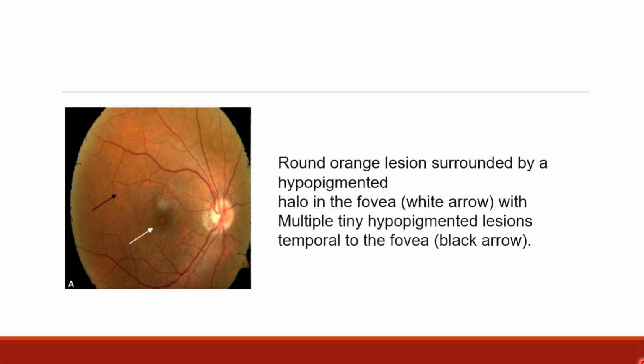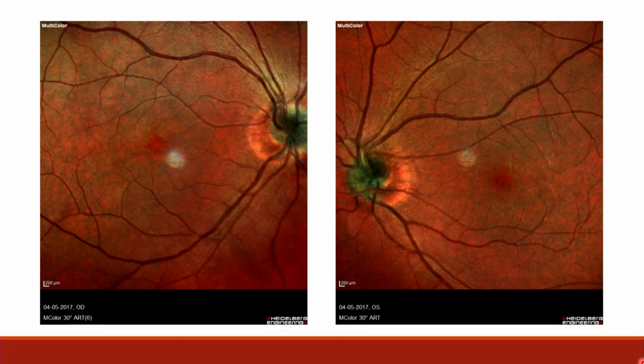So here we could see a round orange lesion surrounded by a hypopigmented halo in the fovea, shown by the white arrow, with multiple tiny hypopigmented lesions also visible temporal to the fovea, seen by black arrow. So this was the multicolored image in which a few orange punctate lesions were visible at the center, also extending inferiorly to the fovea, and left eye was within normal limits.